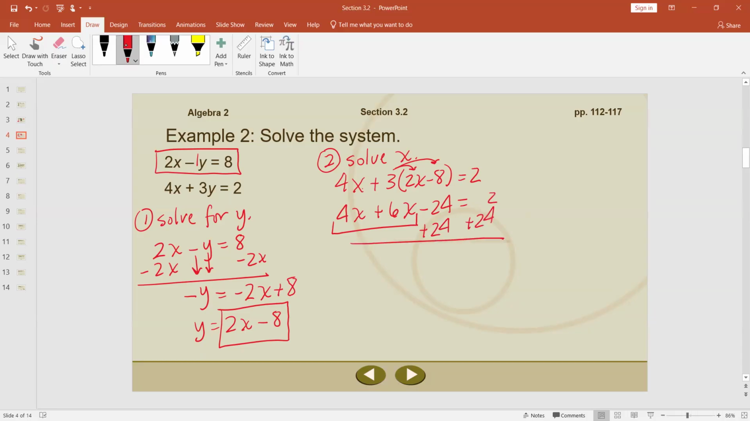And so I get 4 plus 6 gives me 10x equals 26. I divide by 10, and x equals 26 over 10. I'm going to go ahead and reduce that to 13 over 5, since both of these divide by 2. And so I get x equals 13 over 5.